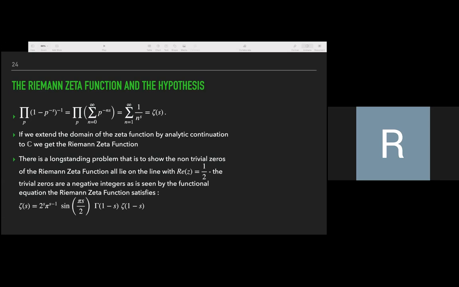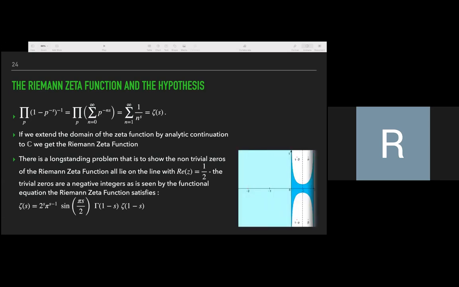And there's a long-standing problem to show that the non-trivial zeros of the Riemann zeta function all lie on the line with real part 1/2, and the trivial zeros are at negative integers. This is the functional equation that Bernhard Riemann determined that the Riemann zeta function satisfies, written below. You can see the line 1/2, and we know all the non-trivial zeros are in this critical strip, the white part, but we don't have a complete proof yet that they all lie on the line 1/2.